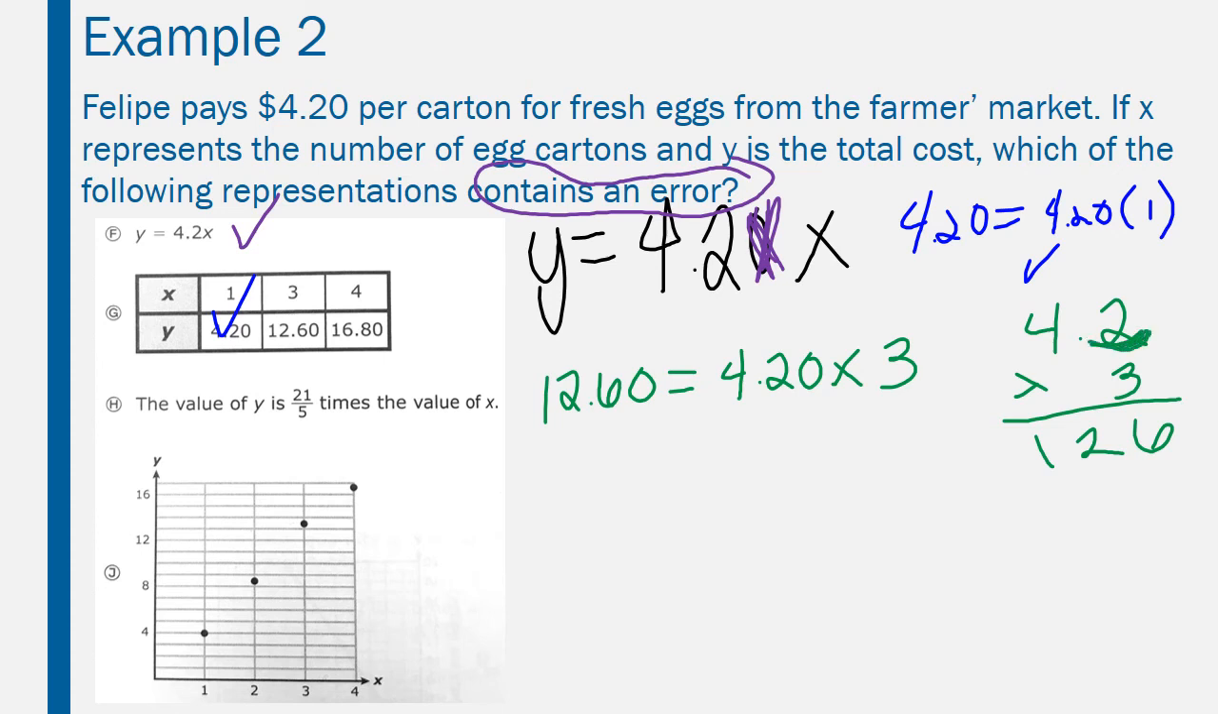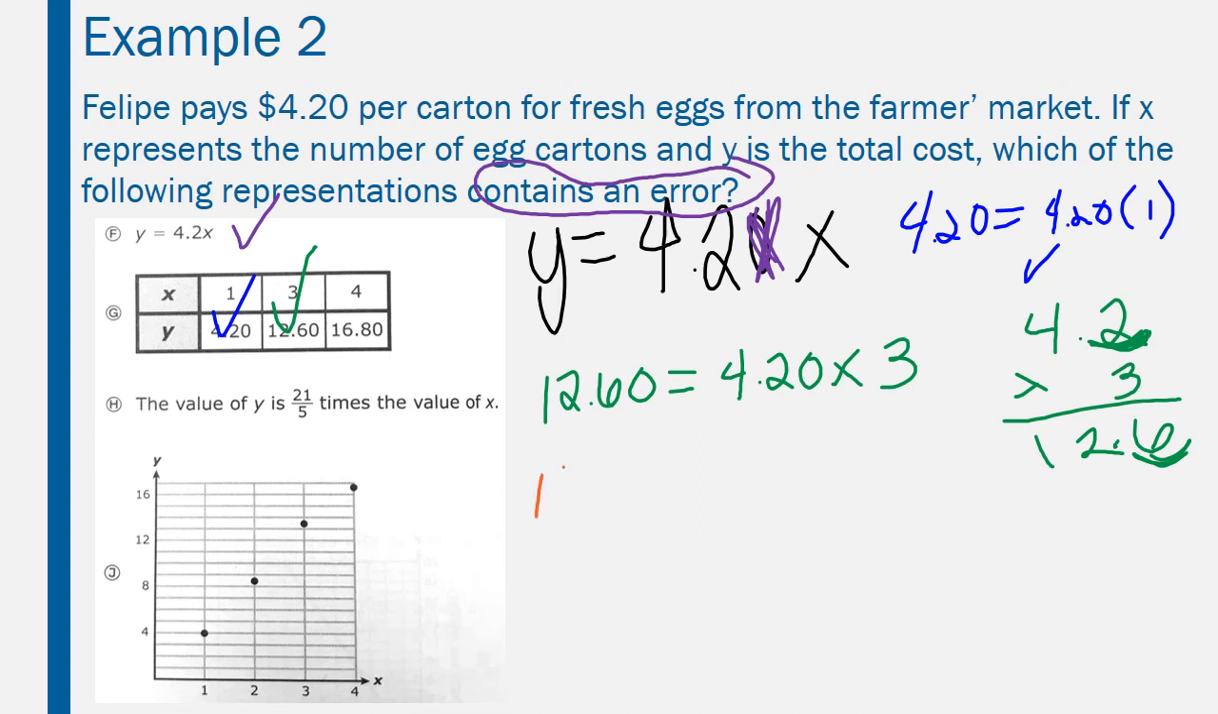Please remember that you have one place value after the decimal, so you have to have one place value after the decimal in your answer. So I got 12 and 6/10, or $12.60. Is that true? Good job, that's correct. Now let's try the last one.